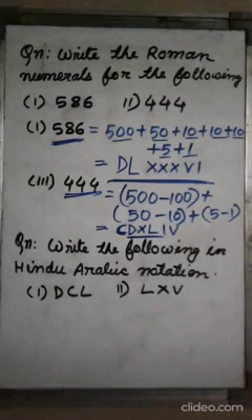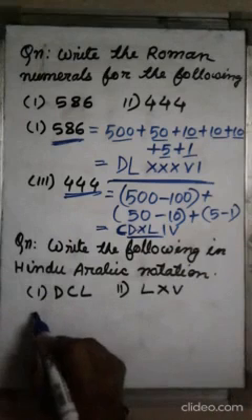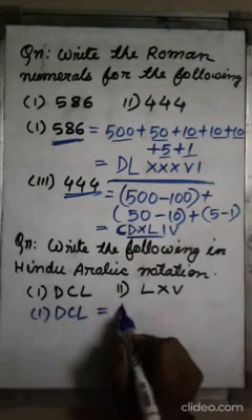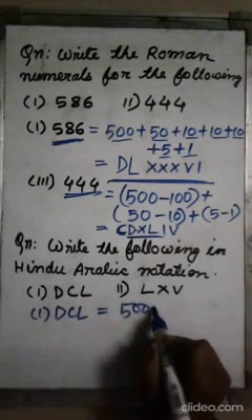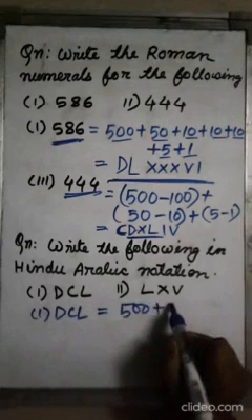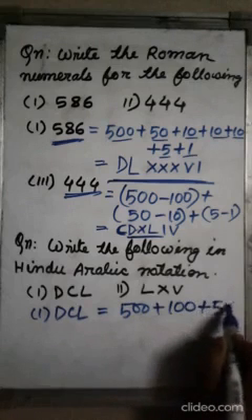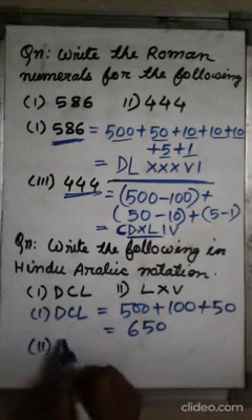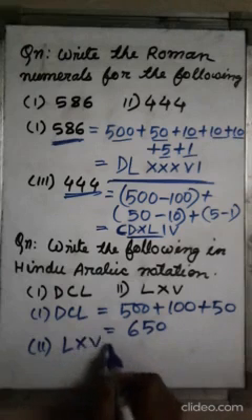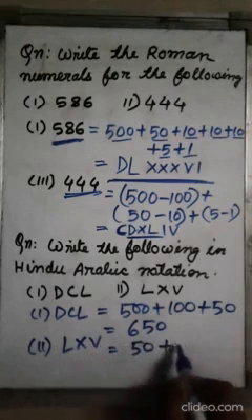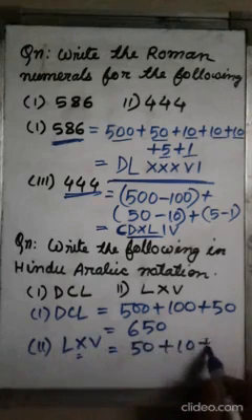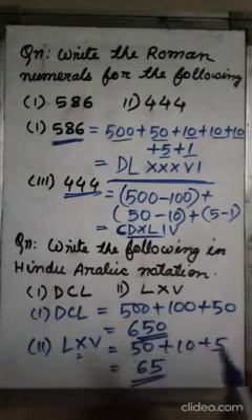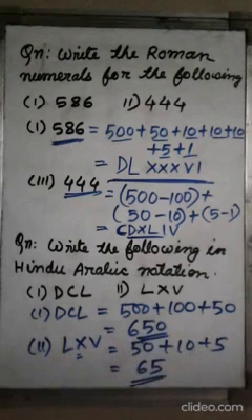Write the following in Hindu-Arabic notation. Number 1, DCL, that is 500 plus 100 plus 50, it is equal to 650. Number 2, LXV, it is 50 plus 10 plus 5, that is 65. So these are the values we get after conversion.